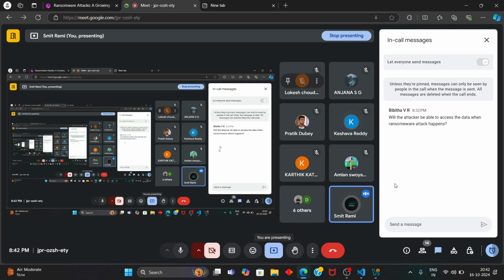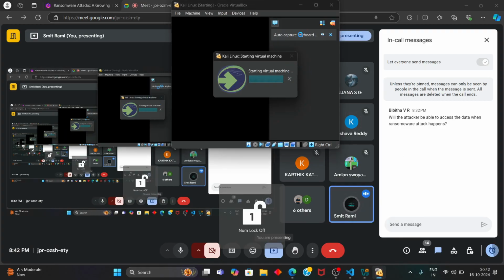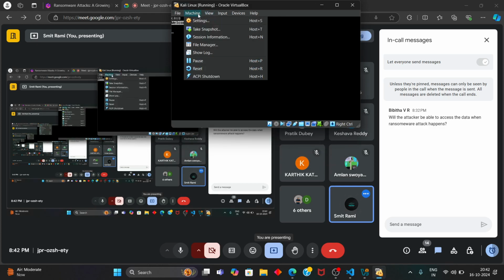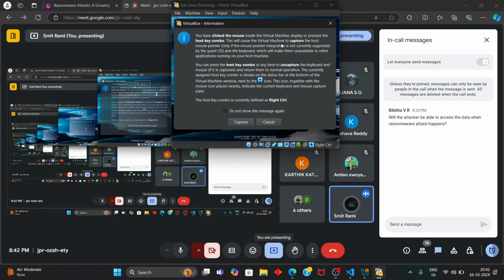All right. So my machine is powering up. Once it starts, we'll see how we can create snapshots and save our data.